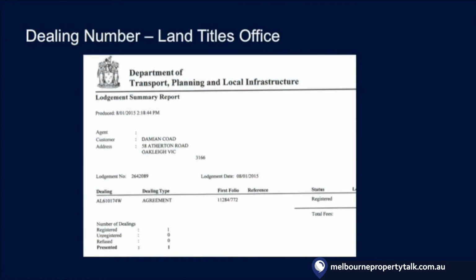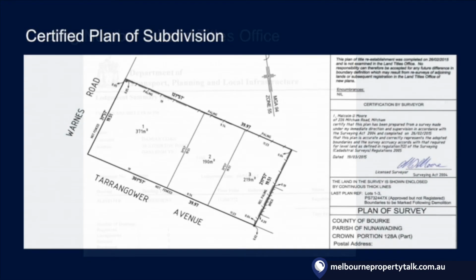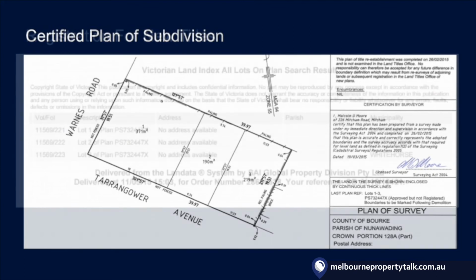Here we can see a summary report advising us that the executed Section 173 agreement has been formally processed by the Land Titles Office, who have issued a dealing number. Council will require the dealing number in order to complete the approval process. Certification of the plan of subdivision is now undertaken online in most cases. Council and the land surveyor electronically sign the plan, which can be formally registered at the Land Titles Office.